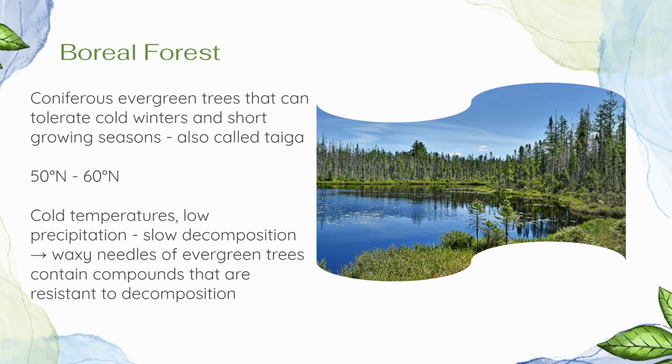The boreal forest is also known as the taiga. It is found between 50 degrees north and 60 degrees north latitudes. This biome is dominated by coniferous evergreen trees that can tolerate the cold winters and short growing seasons. The cold temperatures and low precipitation here result in slow decomposition. A fun fact about the coniferous trees is that their waxy needles contain compounds that are actually resistant to decomposition.